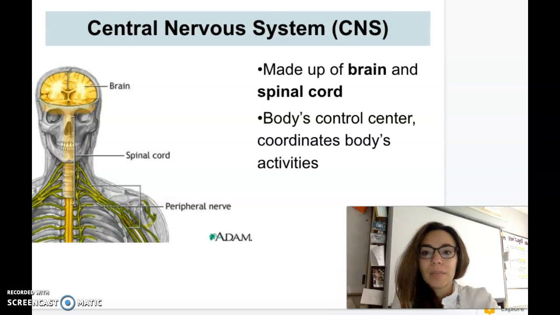So the nervous system is broken down into two sections. We have the central nervous system, which you can abbreviate as CNS. That's made up of the brain and spinal cord, and these control and coordinate the body's activities. These are the main components of the nervous system, right? The brain and the spinal cord.